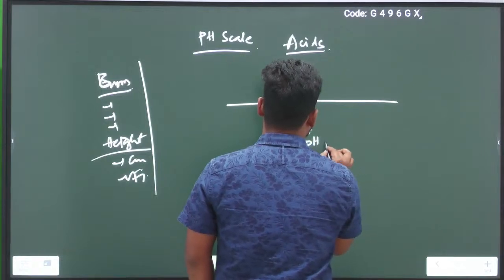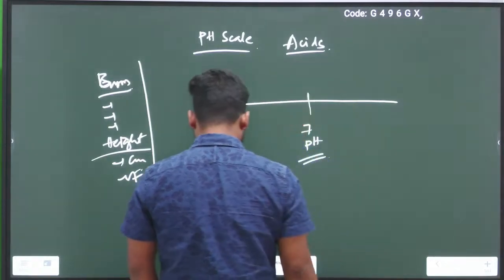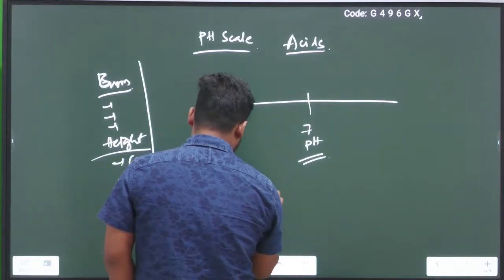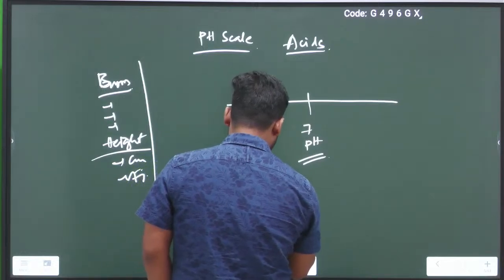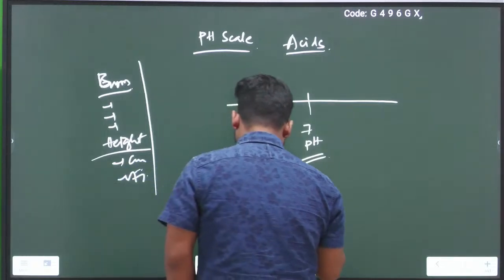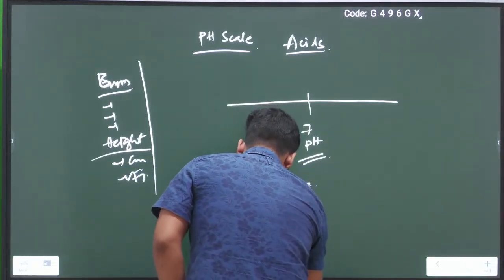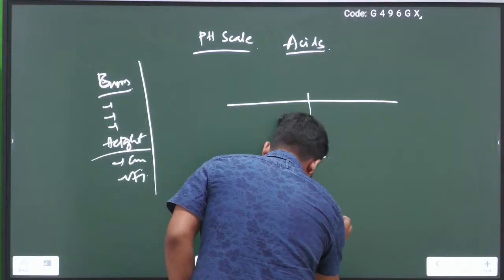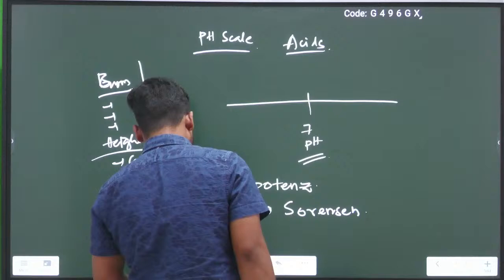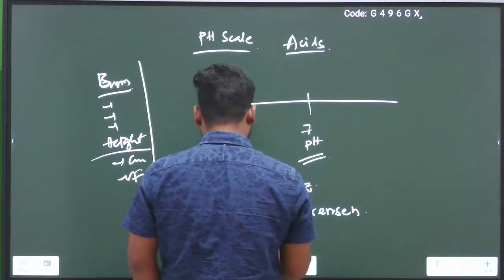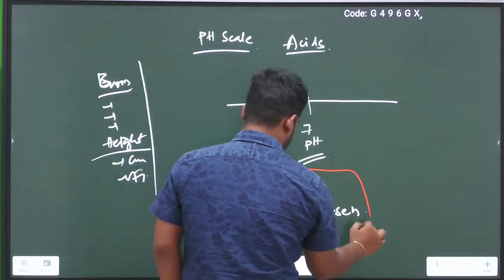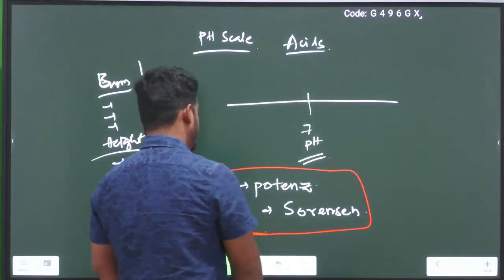This is represented as pH. What does P stand for? P stands for potence. It was introduced by a scientist called Sorensen. So this point you have to remember.